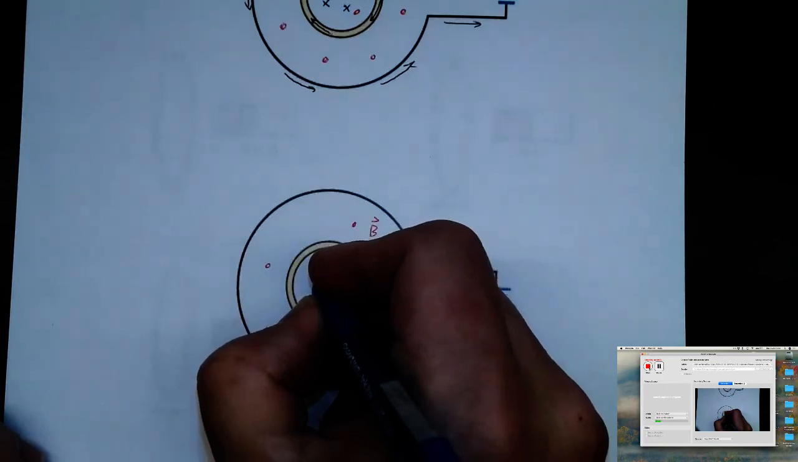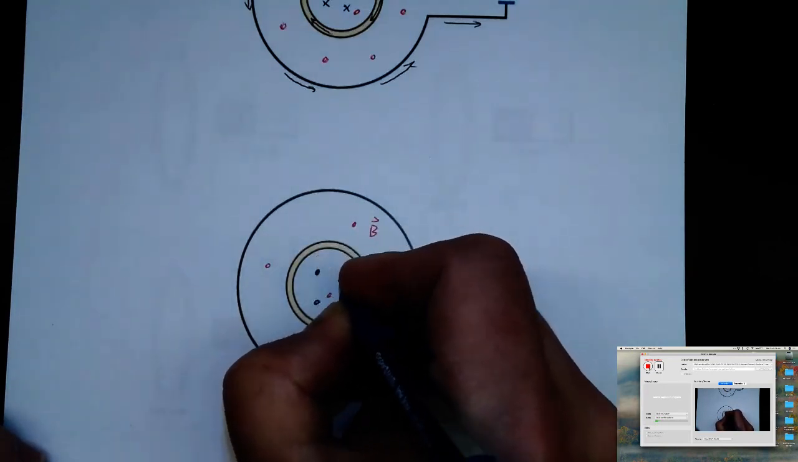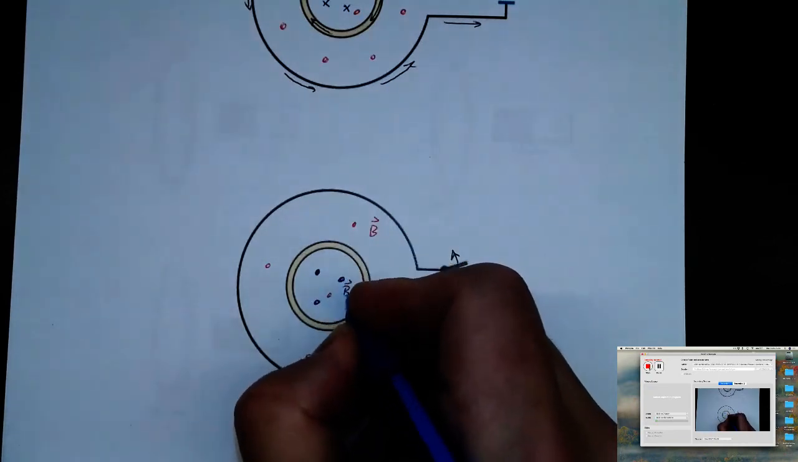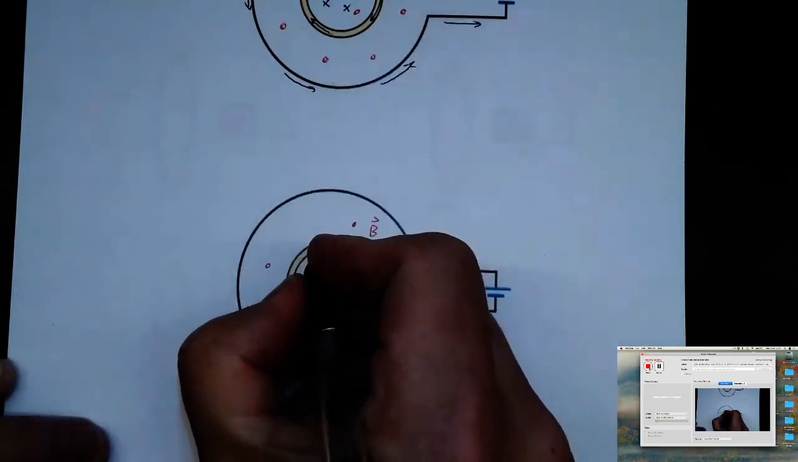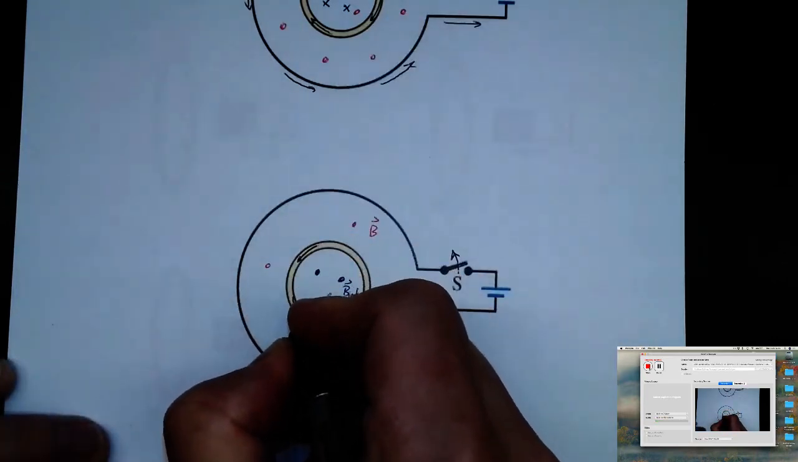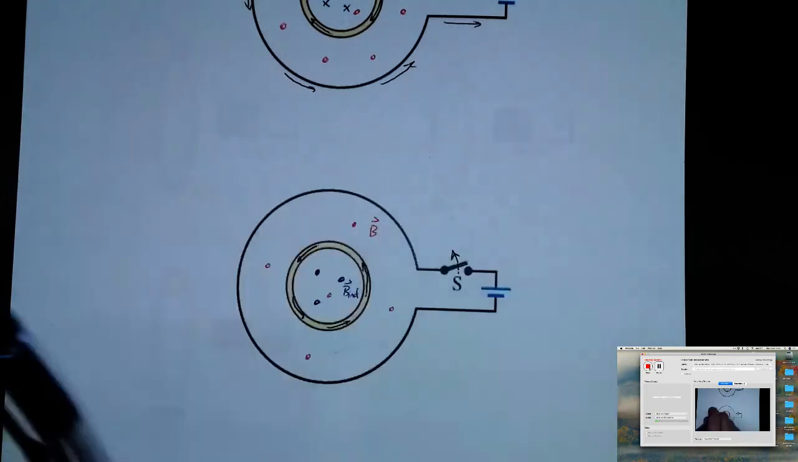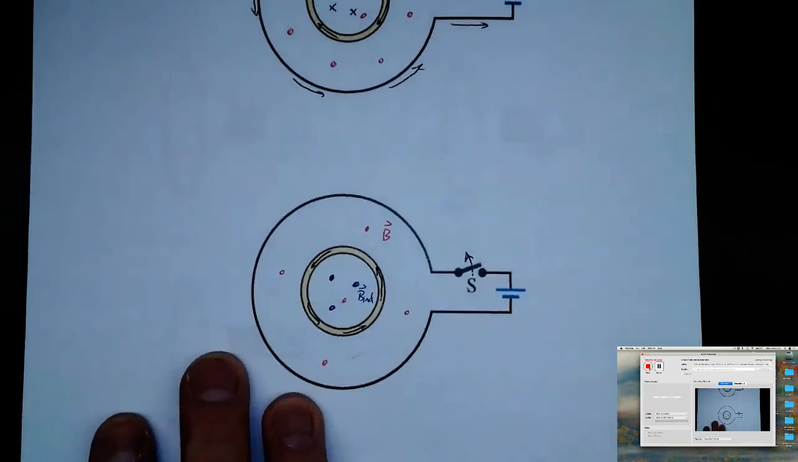So it's going to induce a current which creates its own magnetic field in the same direction that the external magnetic field was in. And that means same direction of magnetic field means the same direction of current flow around this ring. So for a brief moment of time, current will flow the same direction around the inner loop as it was flowing around the outer loop.